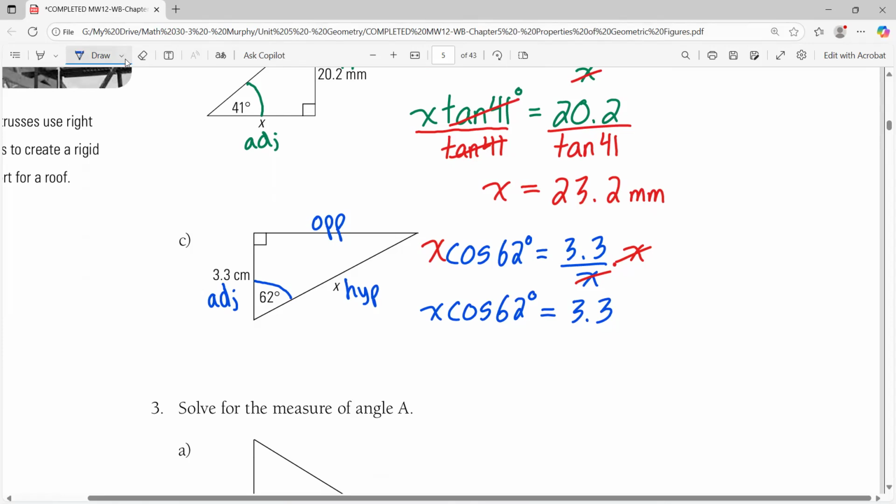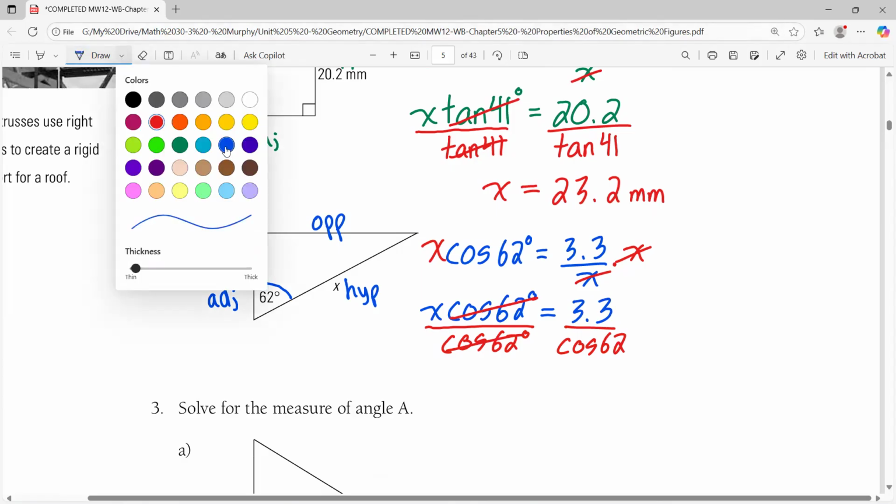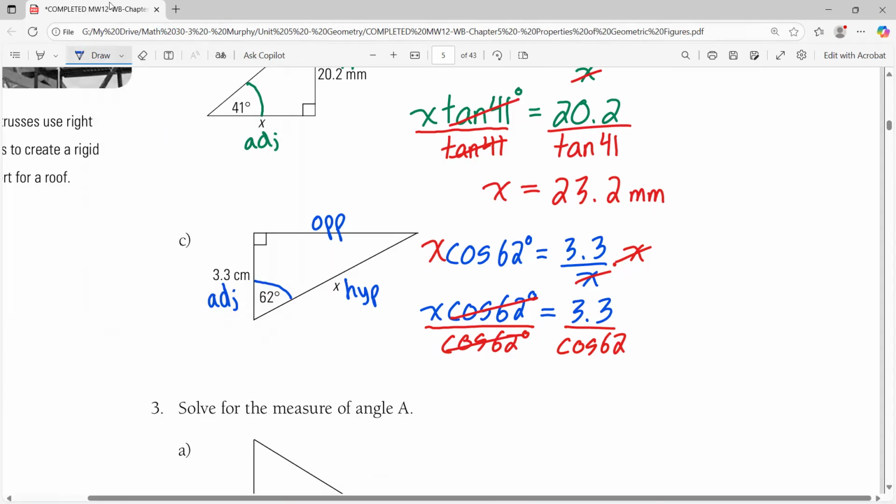Okay, now we're going to divide because we got to get cosine 62 away from x because we're solving for x and it's being multiplied, so we're going to divide. Always do the opposite on both sides. So the old saying is what you do to one side, you must do to the other. And then x equals 3.3 divided by cos 62.